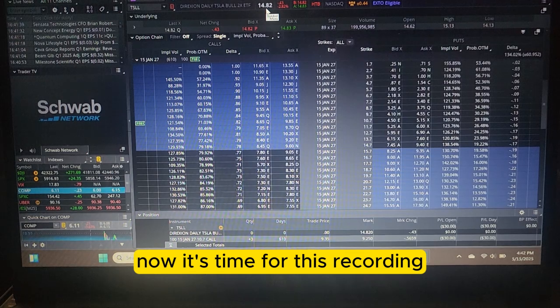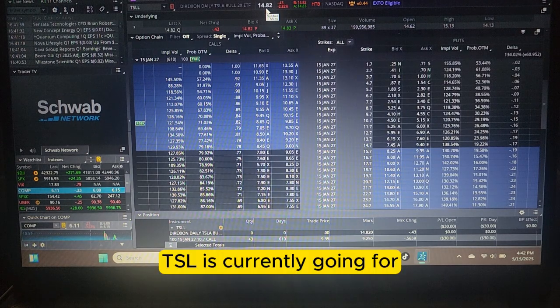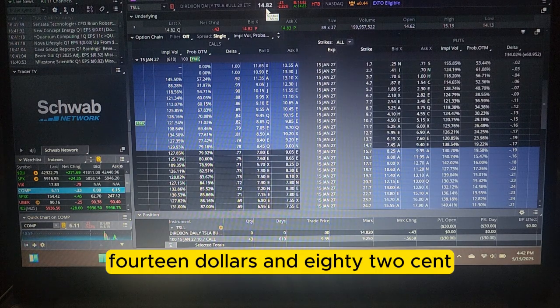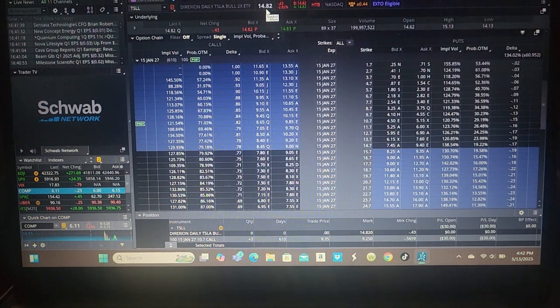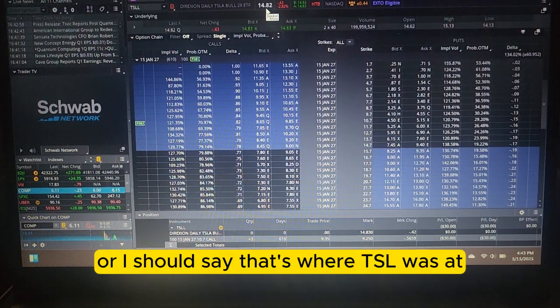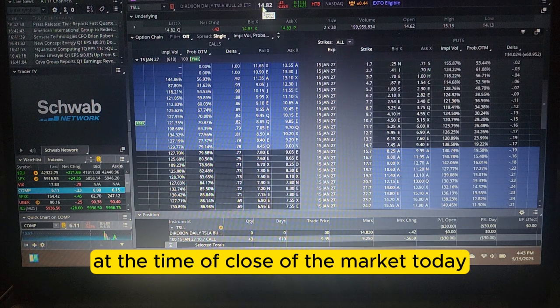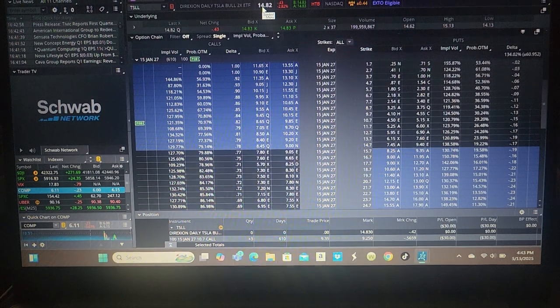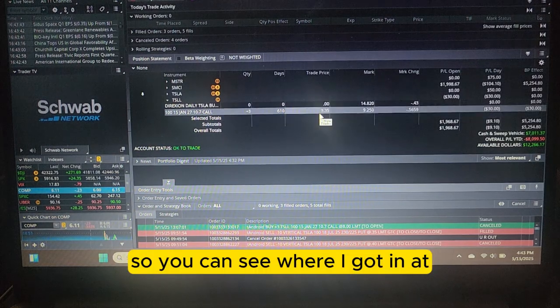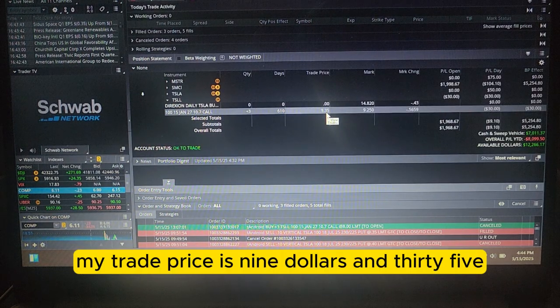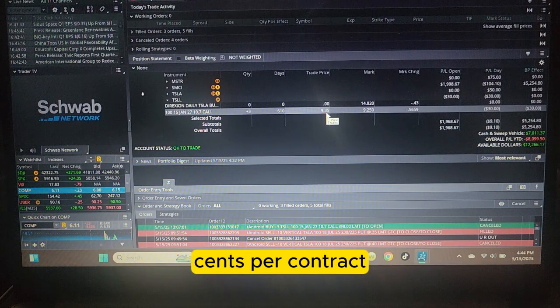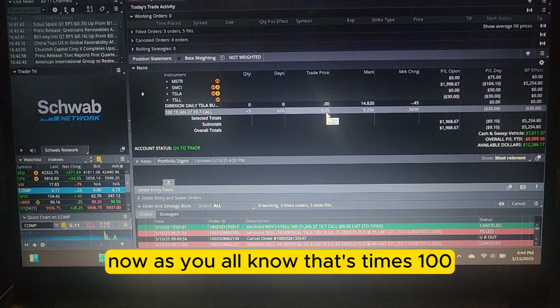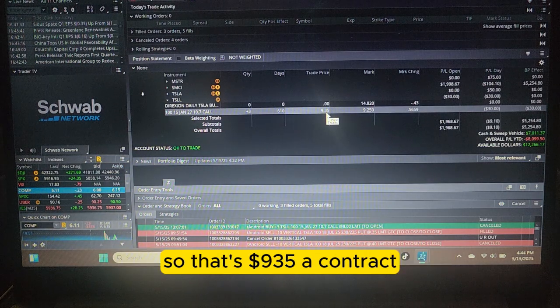Now at the time of this recording, TSLL is currently going for $14.82. Or I should say that's where TSLL was at the time of close of the market today. So you can see where I got in at. My trade price is $9.35 per contract. Now, as you all know, that's times 100, so that's $935 a contract.